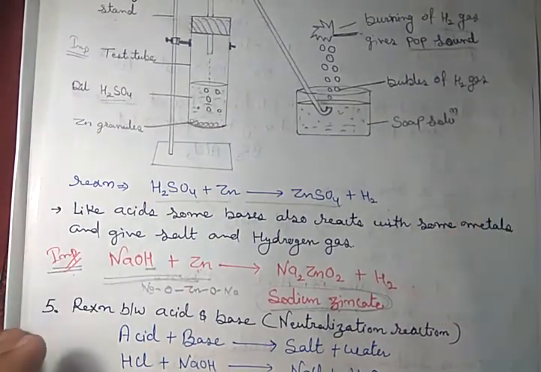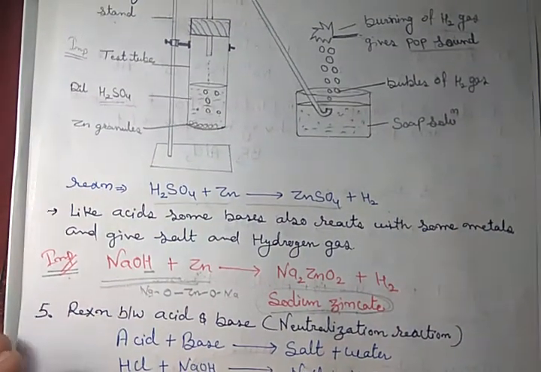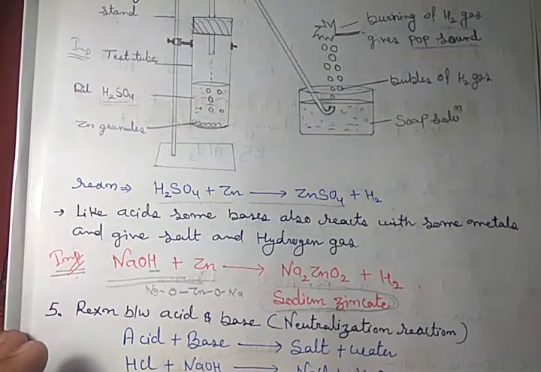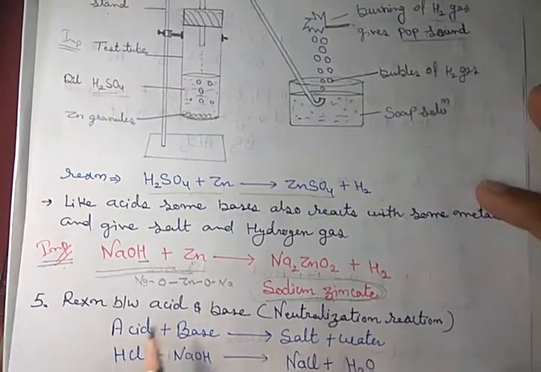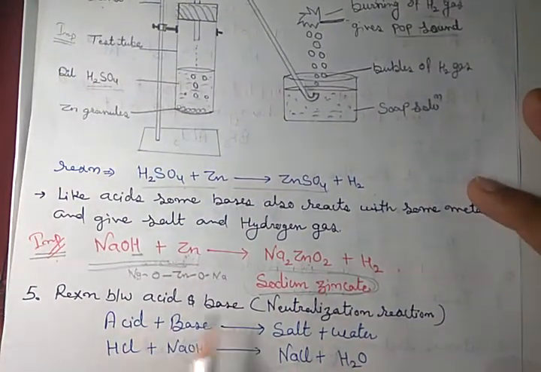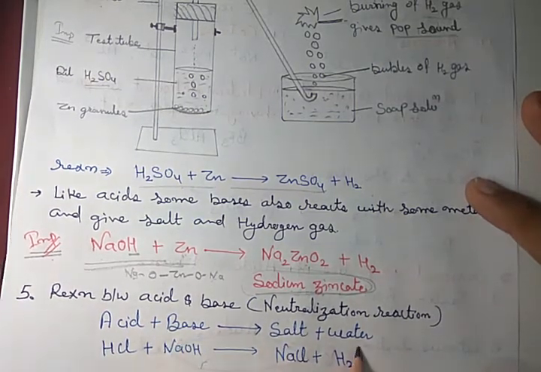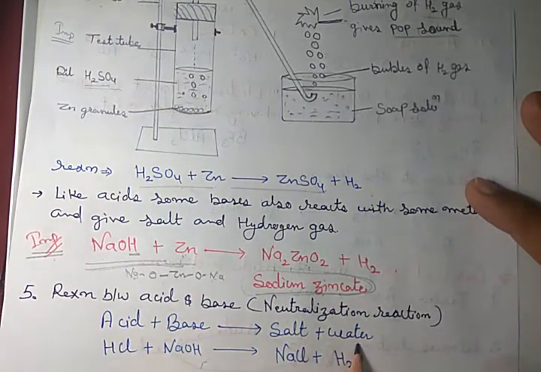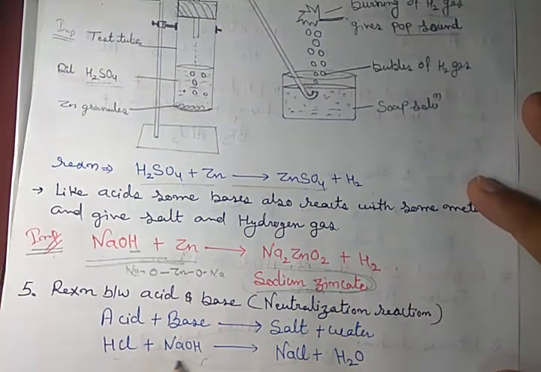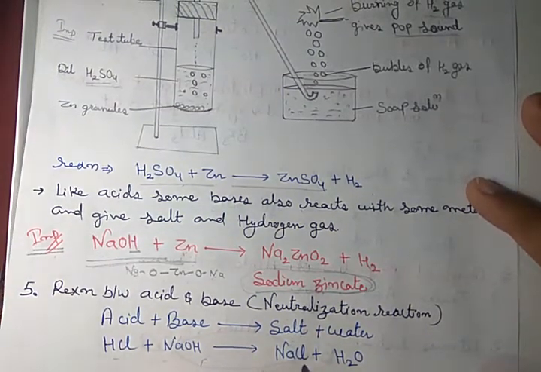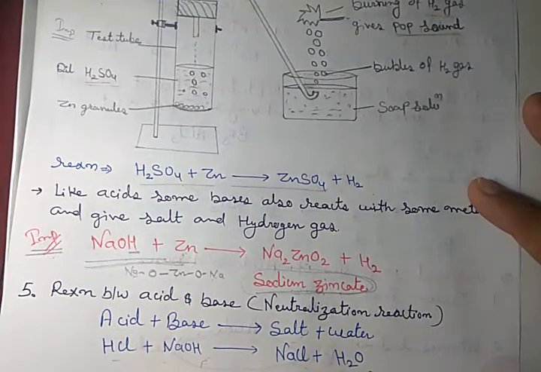Now the fifth property that we discussed earlier is the neutralization reaction. When acid reacts with base, they make salt and water. That is HCl plus NaOH gives NaCl plus H2O. So that is the fifth property.